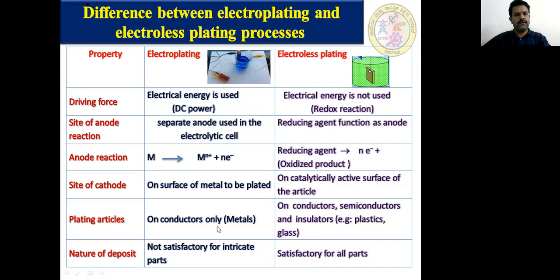And electroplating is suitable for only conductors. Only conductors. That is the main difference between electroplating and electroless plating. But electroless plating is suitable for conductors, semiconductors, and also insulators like plastics and glasses. That is the main advantage of electroless plating.